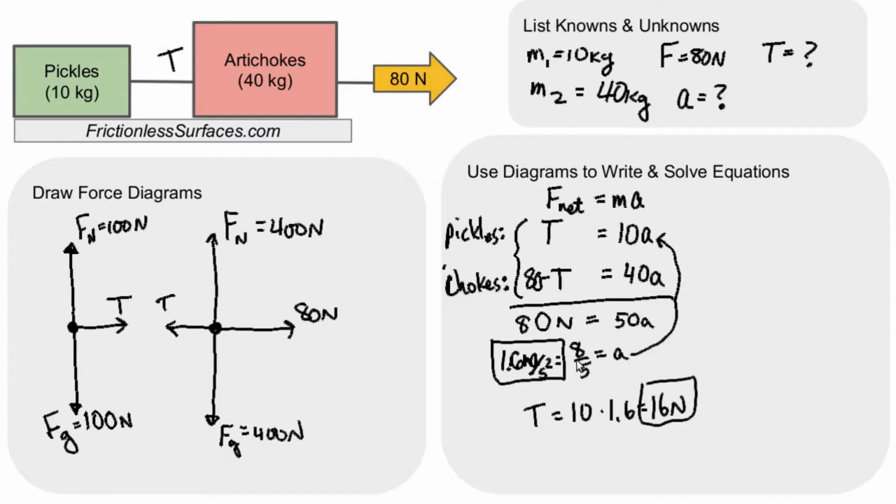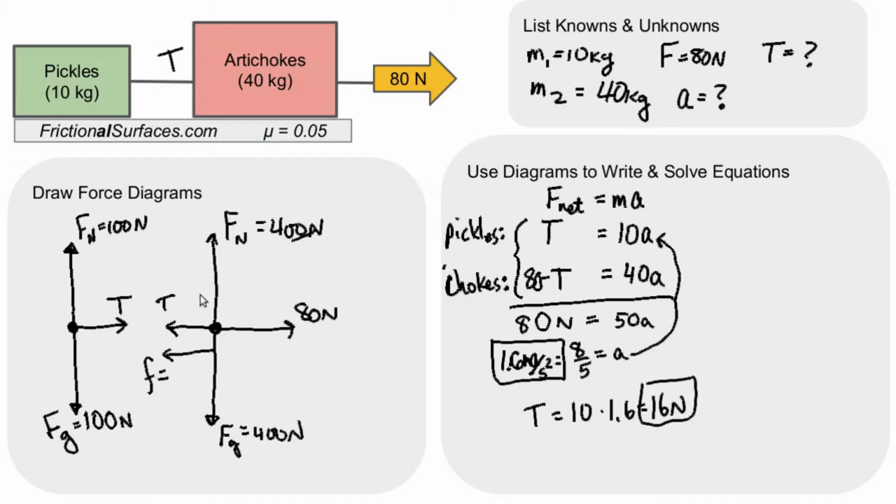Now let's make this a little bit more realistic. We'll add friction to the system. So let's suppose our surface is replaced with something from frictionalsurfaces.com, and it has a coefficient of sliding friction of mu equals 0.05. What does that mean?